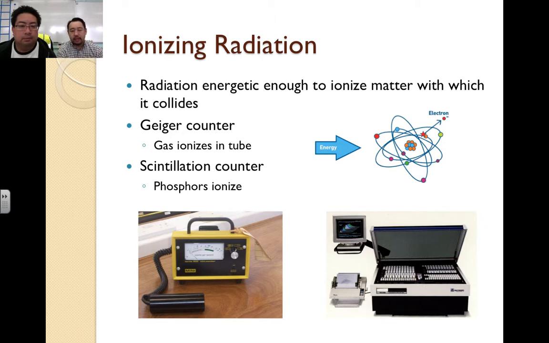And then you also have the scintillation counter. Same idea, except it's phosphors that are ionizing, so they tend to light up. Down here is your scintillation counter, and the computer basically counts the number of phosphors that ionize per unit time. For the Geiger counter, there's gas inside of this tube that ionizes, and that causes a change in electricity, which trips the meter here.